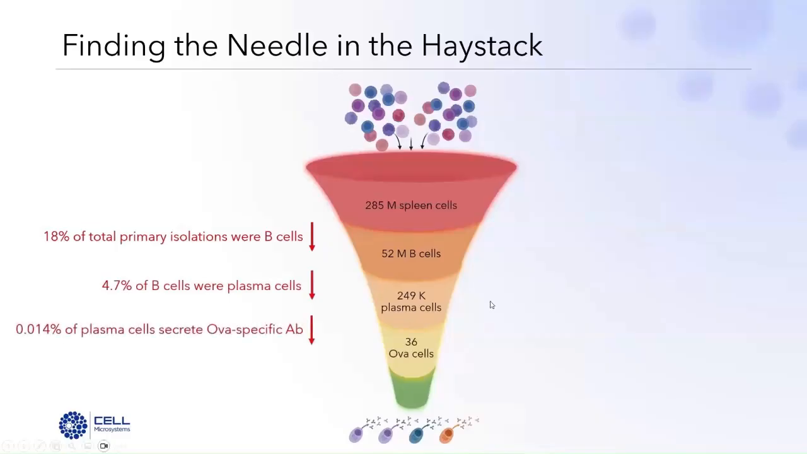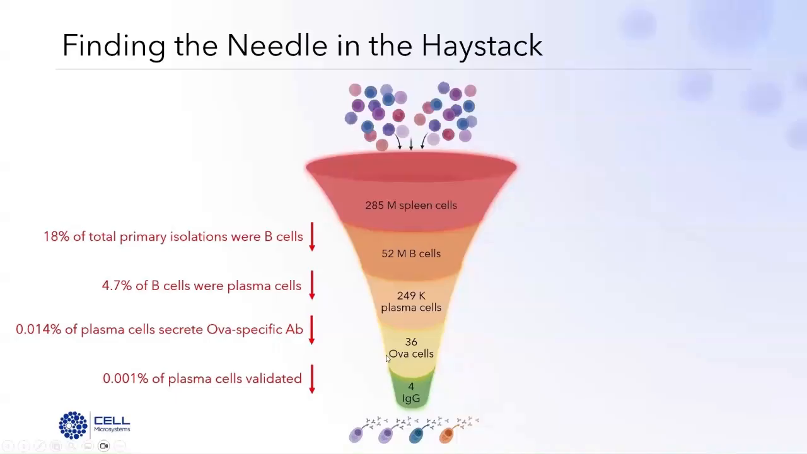And ultimately, from those 249,000 cells, all of which were analyzed in the assay, we were able to recover only 36 putative OVA antibody-expressing B cells, which represents 0.014% of those 250,000 cells. So it's an incredibly small number, which ultimately turned into 4 IgGs that we interrogated, one of which validated, which means that only 0.001% of the plasma cells that we analyzed were validated for IgG expression.